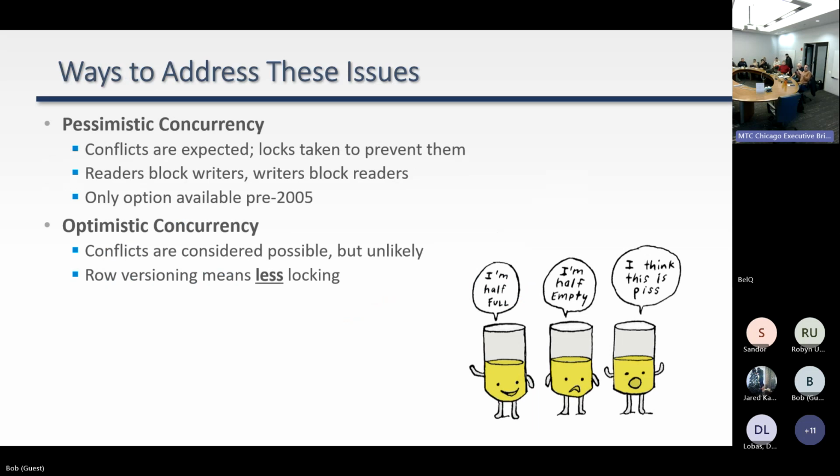So there's different ways to address these issues in the database engine. There's both pessimistic and optimistic concurrency. The pessimistic model says conflicts are going to be expected, so we're going to take locks in the database. This is the classic, which has been around since the beginning of relational databases. We're going to prevent other processes from doing things, and then hopefully allow greater concurrency. So the model came to be where you would have readers blocking writers and writers blocking readers.